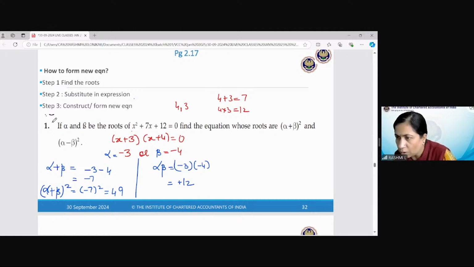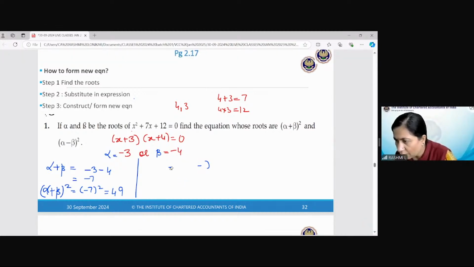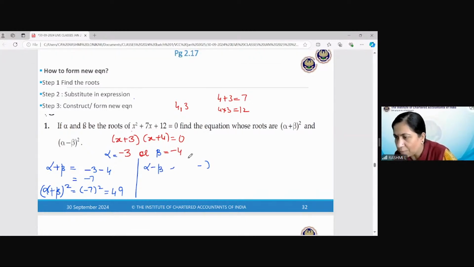No, you want alpha minus beta, sorry. Now you have got alpha plus beta whole square. Now you need alpha minus beta. Alpha minus beta is minus 3 minus of minus 4. So minus 3 minus of minus 4 is plus 4. So minus 3 plus 4, answer is 1. So alpha minus beta is 1. Alpha minus beta whole square is equal to 1 square which is equal to 1.